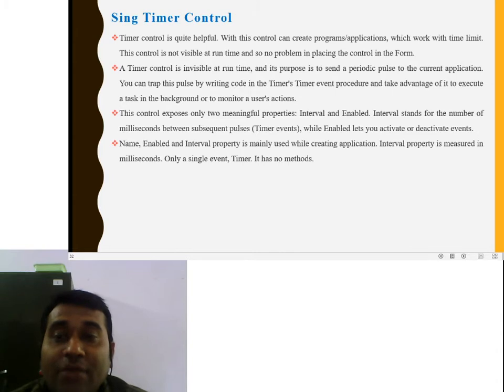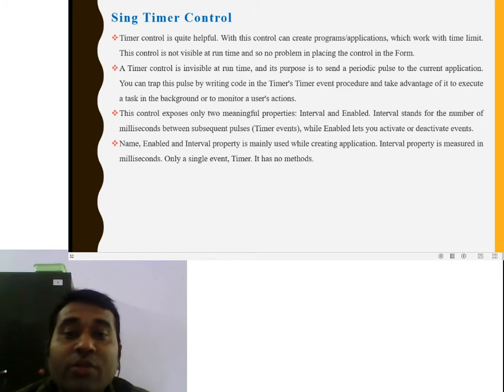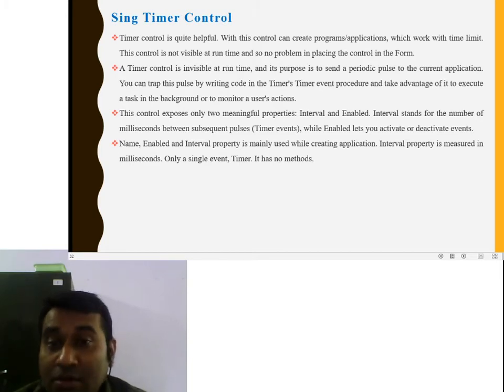You can trap this pulse by writing code in the timer event procedure and take advantage of the event to perform tasks in the background or monitor a user action. This control exposes only two meaningful properties, interval and enabled. Interval stands for the number of milliseconds between subsequent pulses, while enabled lets you activate or deactivate the event.